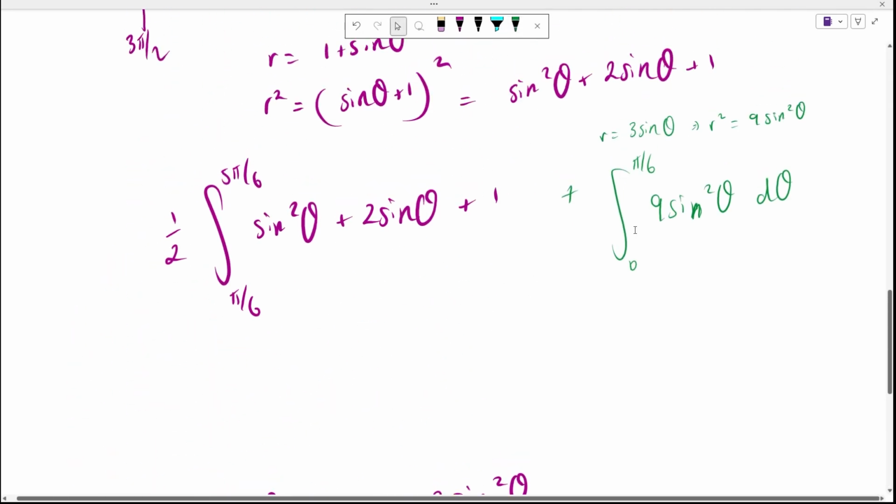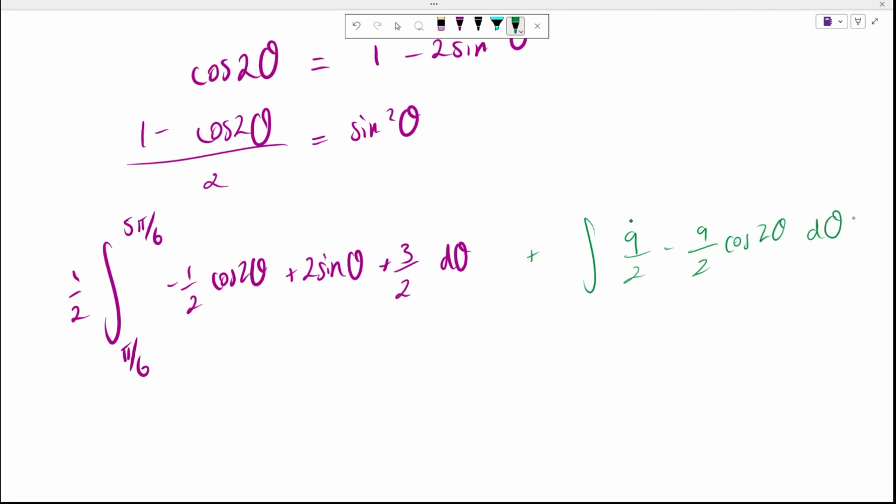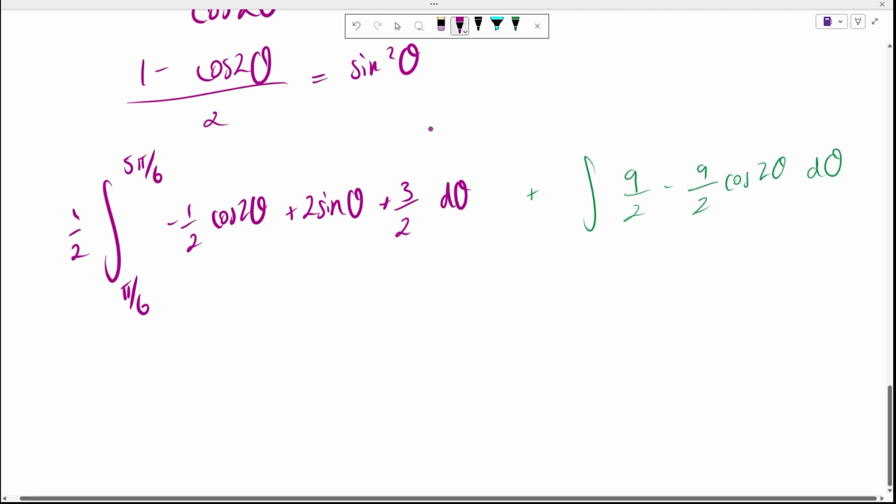And then I'm going to do the same thing here. In this case, we just have 9 sine squared theta. So that's just the same thing as 9 times all of that. Plus the integral of 9 over 2 minus 9 over 2 cos 2 theta. I've just separated the fraction out, like so. Cool. Now this is a lot more doable.